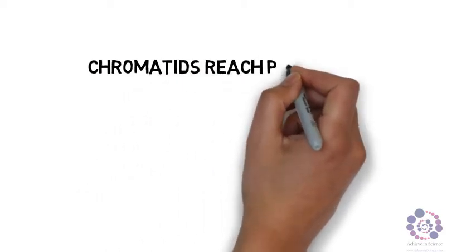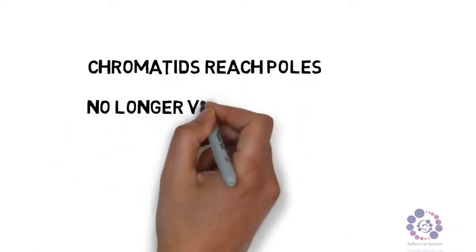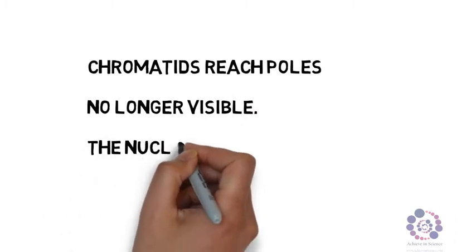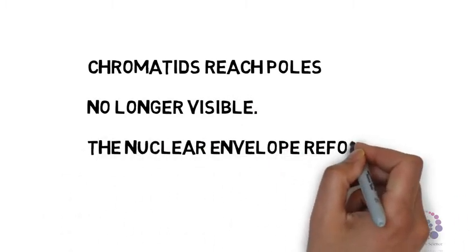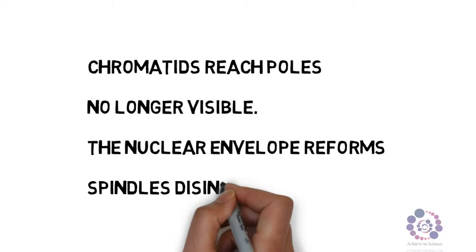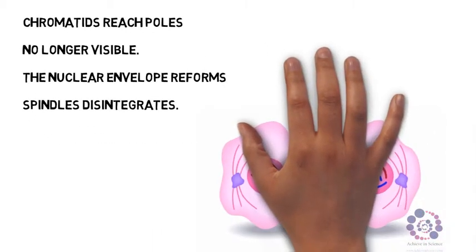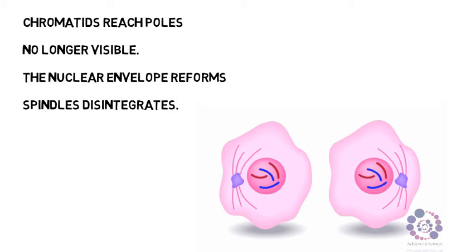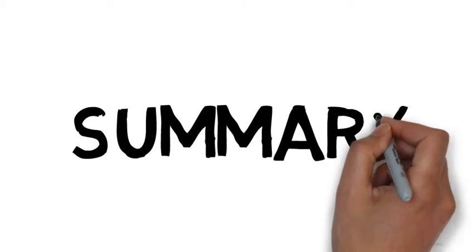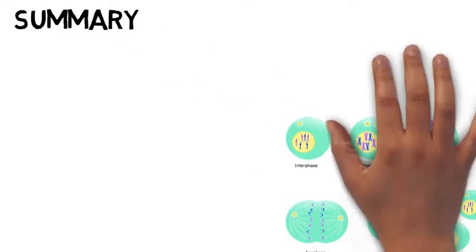Once they are split apart, the chromosomes reach each of the poles. The chromosomes no longer are visible. The nuclear envelope reforms and the spindles disintegrate. In summary then, we can see this all via a diagram.